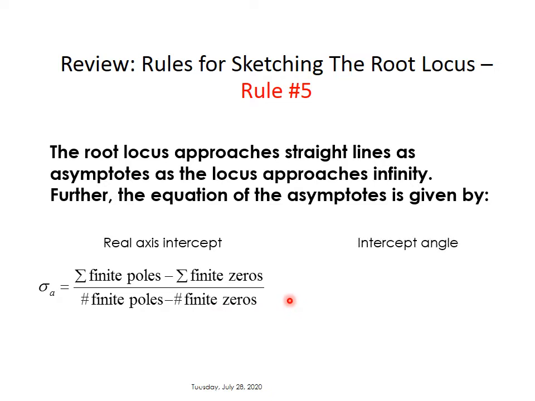And then there's another thing. It's not just the point at which the asymptotic lines intercept or start; we will also have an angle for those asymptotic lines, and the angle equation is given by theta A equals (2k plus 1) multiplied by pi, divided by the number of finite poles minus the number of finite zeros. It is very unclear, cluttered for the moment, but we'll go into an example to make it clearer later, right?